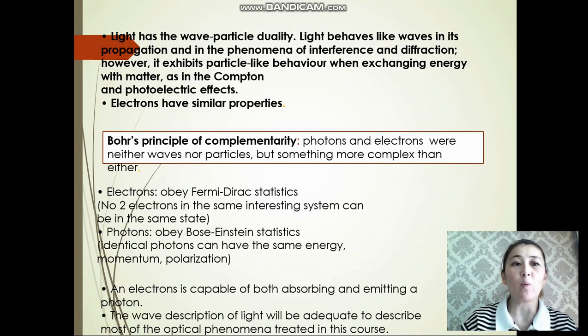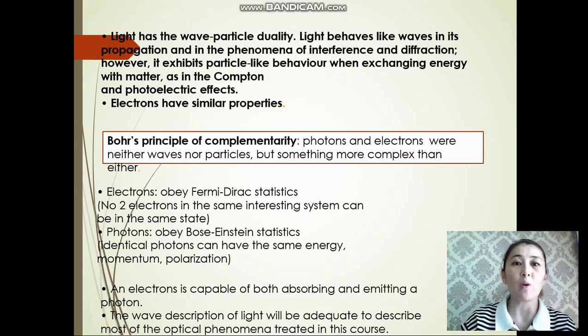Light behaves like waves in its propagation and in the phenomena of interference and diffraction. However, it exhibits particle-like behavior when exchanging energy with matter, as in the Compton and photoelectric effects. Electrons have similar properties. Bohr's principle of complementarity: photons and electrons are neither waves nor particles, but something more complex than either. An electron is capable of both absorbing and emitting a photon.